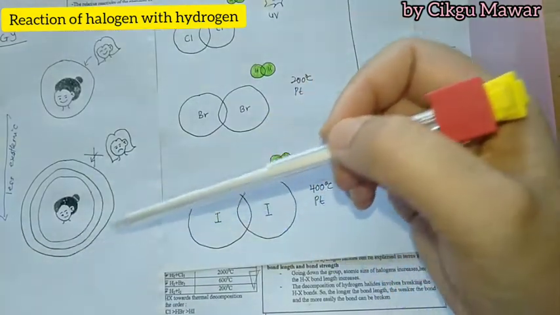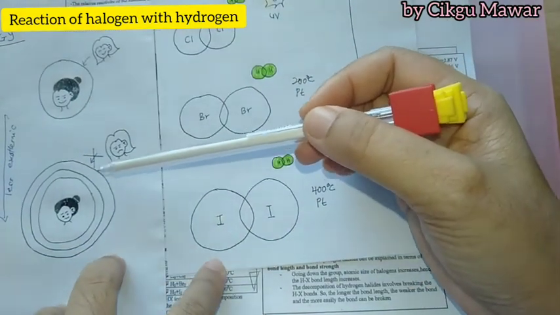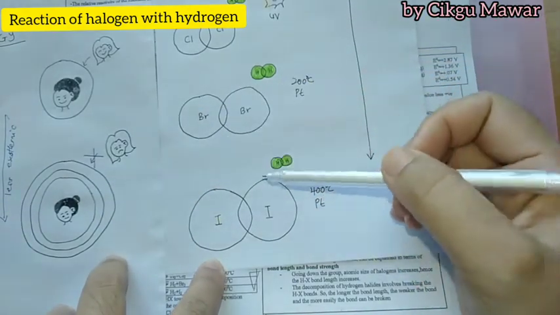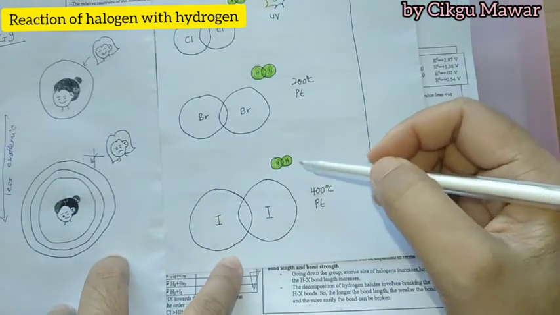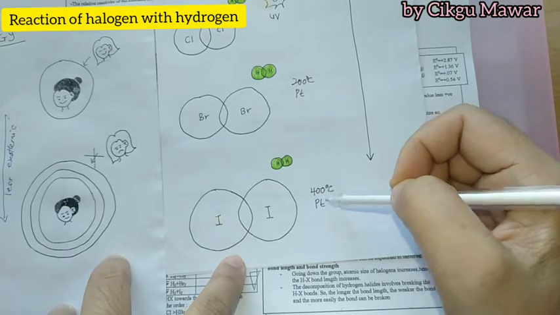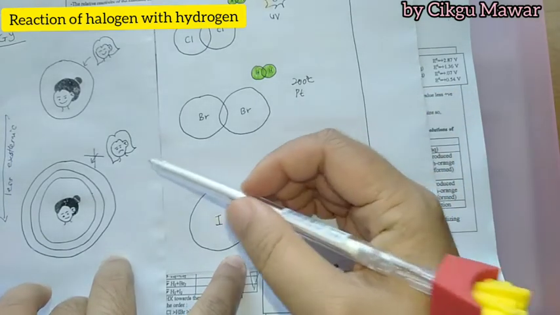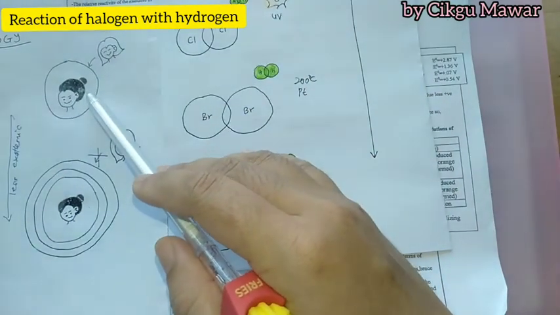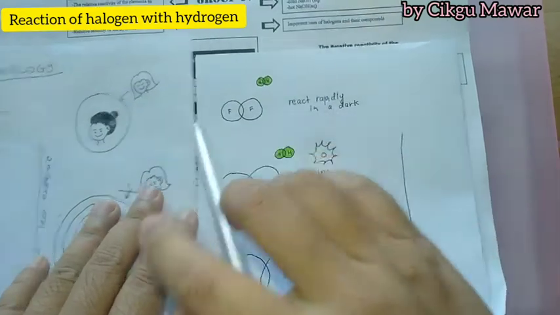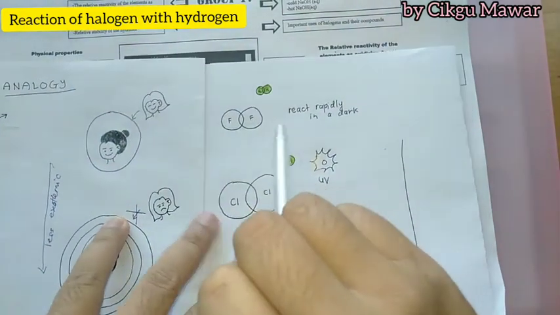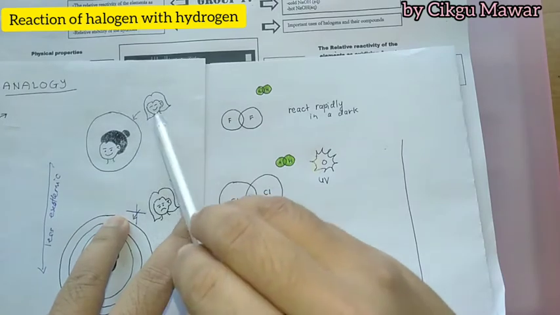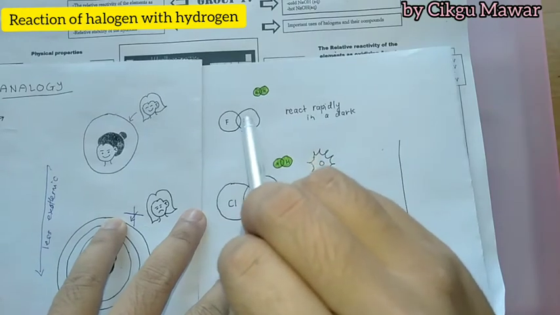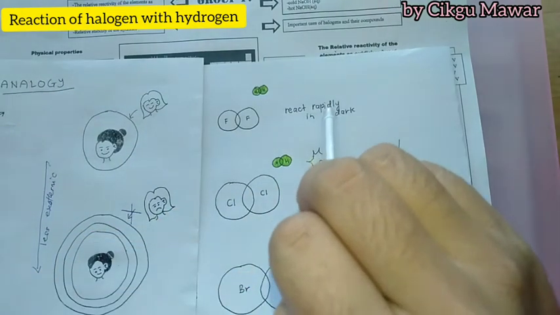Refer to our analogy: when we get an extra principal quantum number, the attraction force becomes weaker. So in order for the reaction to form, it needs a higher temperature and also a catalyst. While for fluorine, because of its smaller size, it has a strong attraction with the electron or with other molecules to react, so it reacts rapidly, even in the dark.